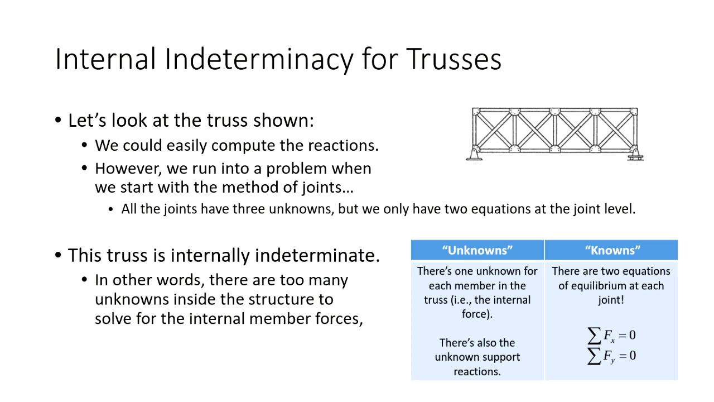Let's look at this table here on the bottom right. Let's look at this as if it was a method of joints problem, and let's ask ourselves, what are our unknowns and what are our knowns?